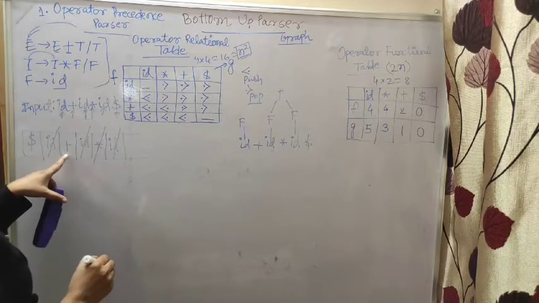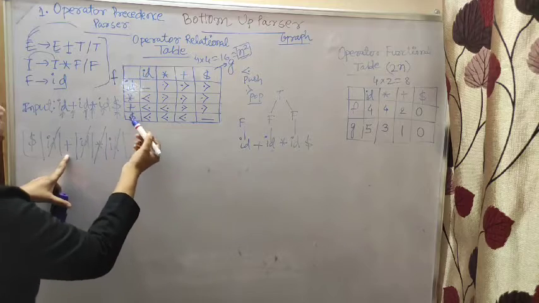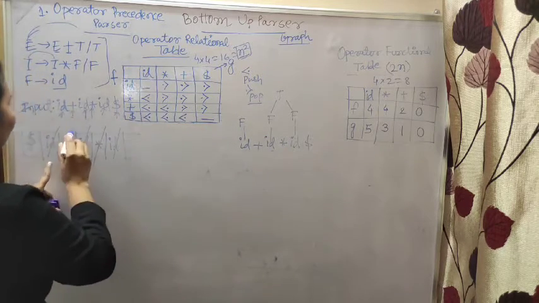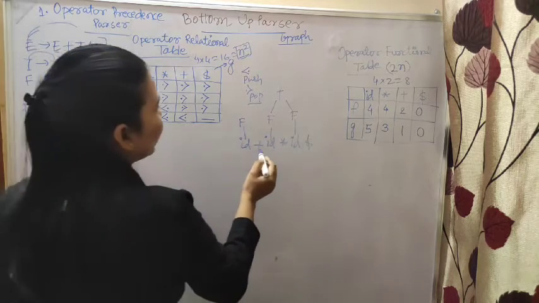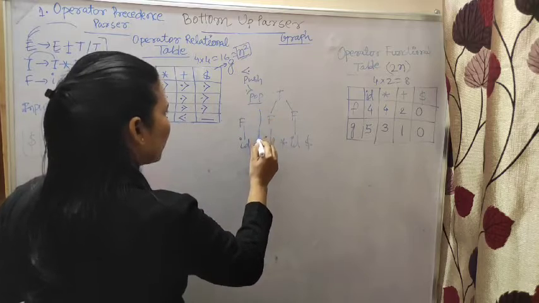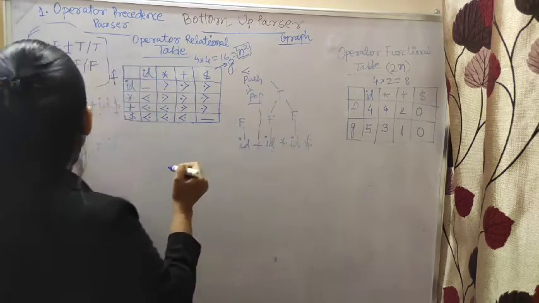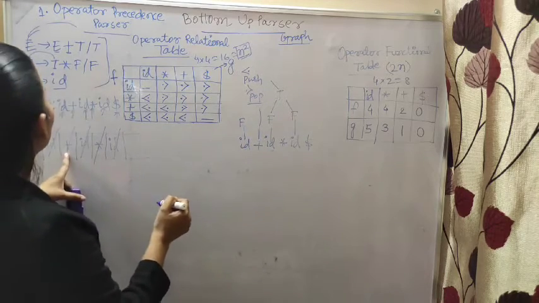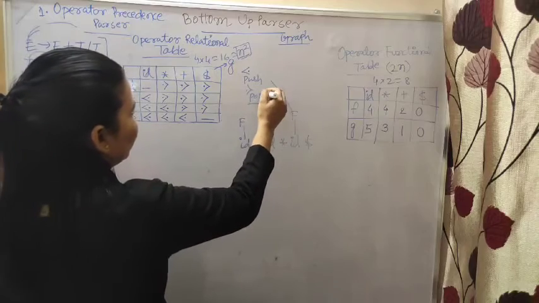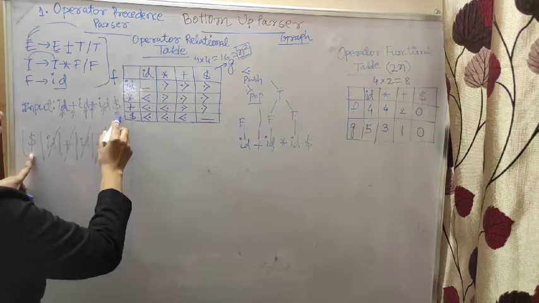So now plus and dollar we will check. Plus and dollar, again greater, that means pop. Pop what? Plus. Pop the plus. So when plus is popped, with these two, T and plus will come. Look at E plus T. So that means this plus with these two. Now these two come with the dollar.